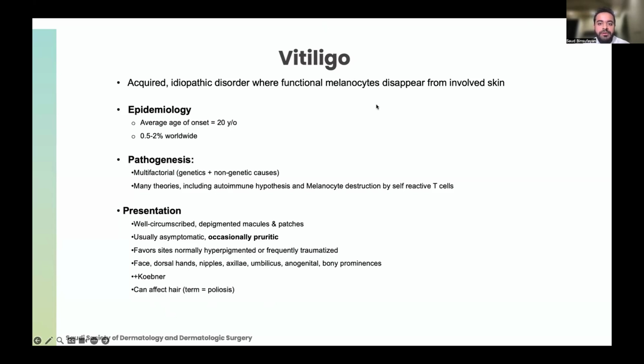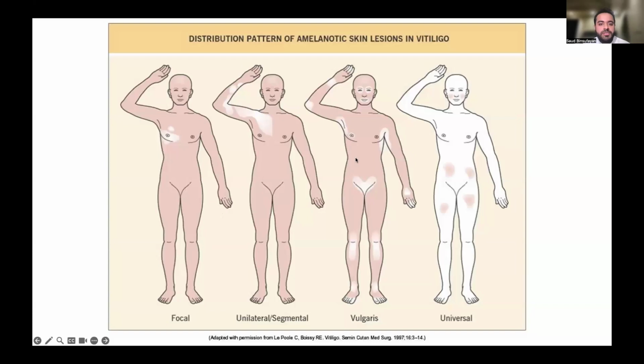Correct. Koebnerization basically means that wherever there is trauma in the skin, the manifestation of the disease itself, like vitiligo in this case, will be there as well. These are different patterns of distribution of vitiligo. It could be focal, unilateral or segmental, it could be vulgaris, and it could be universal, where most of the skin is depigmented.